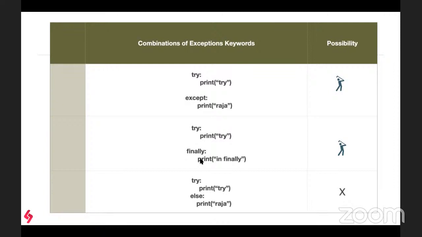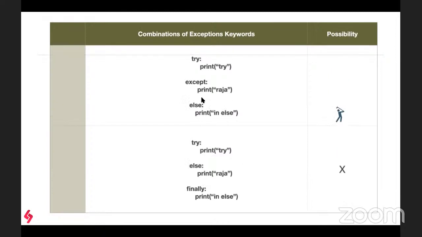But I am telling you the rules for how you write code with exceptions. Try and except, try and finally. Try and else is not possible, right? Try, except, else is possible. Try, else, finally is not possible, and this is how it is. Anyway, I'll share this documentation with you, don't worry. You don't need to take screenshots. I'll definitely share this link in the GitHub link. You can take these notes, that's not an issue.